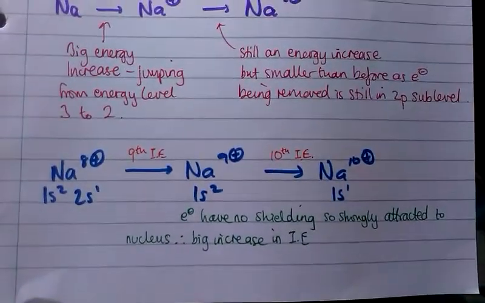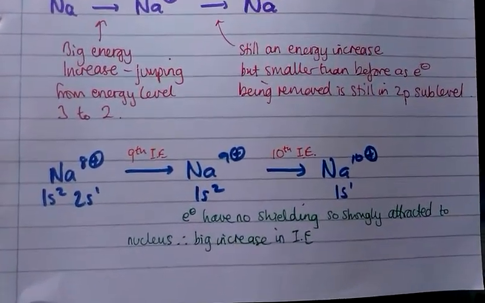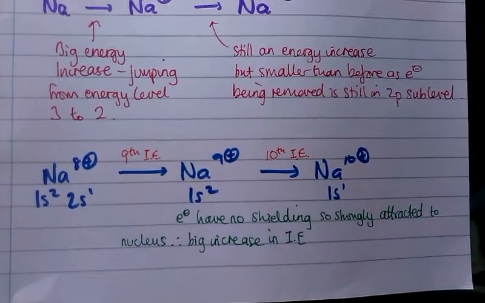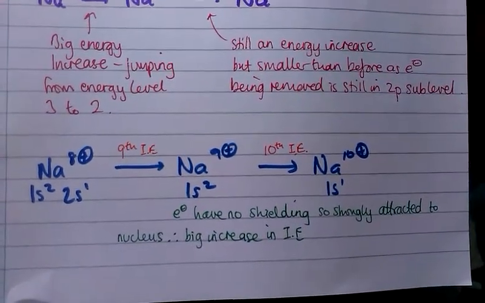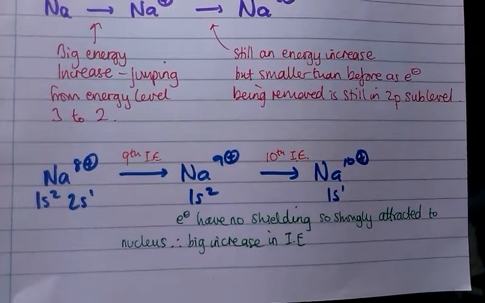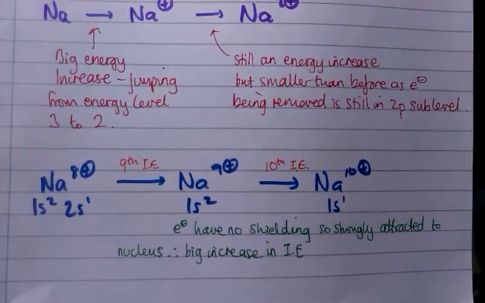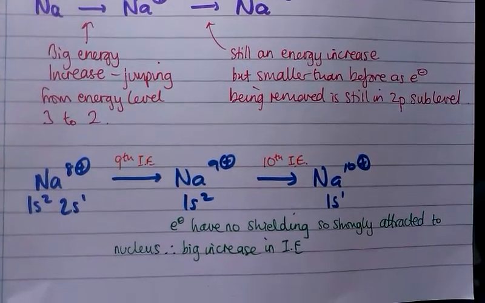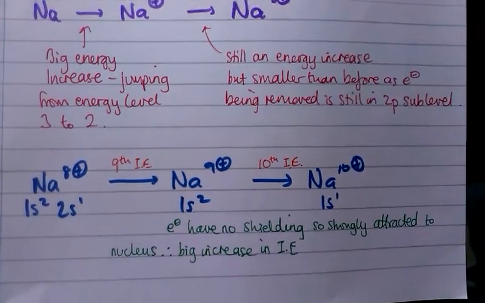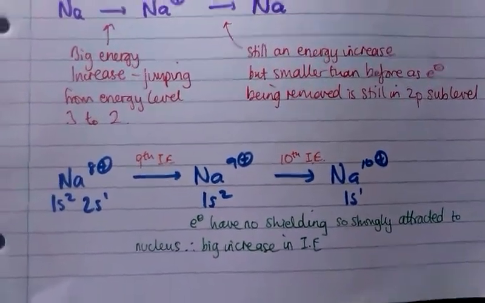So by the time we get to the 10th ionisation energy, when there's only 2 electrons left, those 2 electrons have no shielding, and so they feel the full attractive force of the nucleus, and so we have a big increase in ionisation energy there.